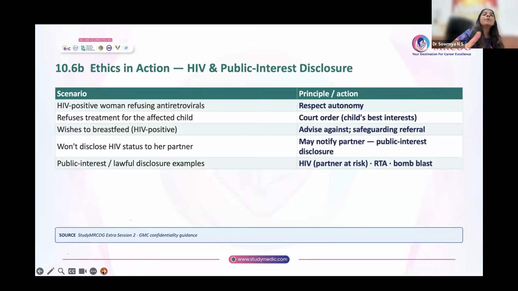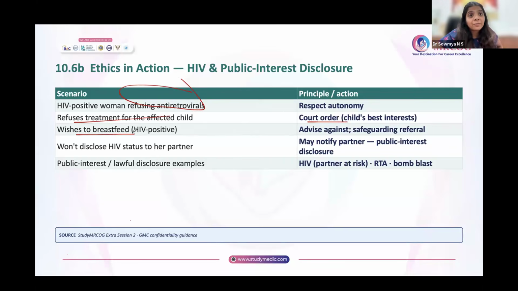Now, there are a couple of things about HIV and public interest disclosure you need to know. One of the most important things: if a pregnant woman, or anybody HIV positive, comes to you refusing antiretrovirals, you have to respect autonomy, you can leave her. If she refuses, for example, a pregnant woman delivers and immediately refuses to give ART to the kid, then you have to take a court order, because now the child is an individual human being. You have to proceed in the best interest of the child.